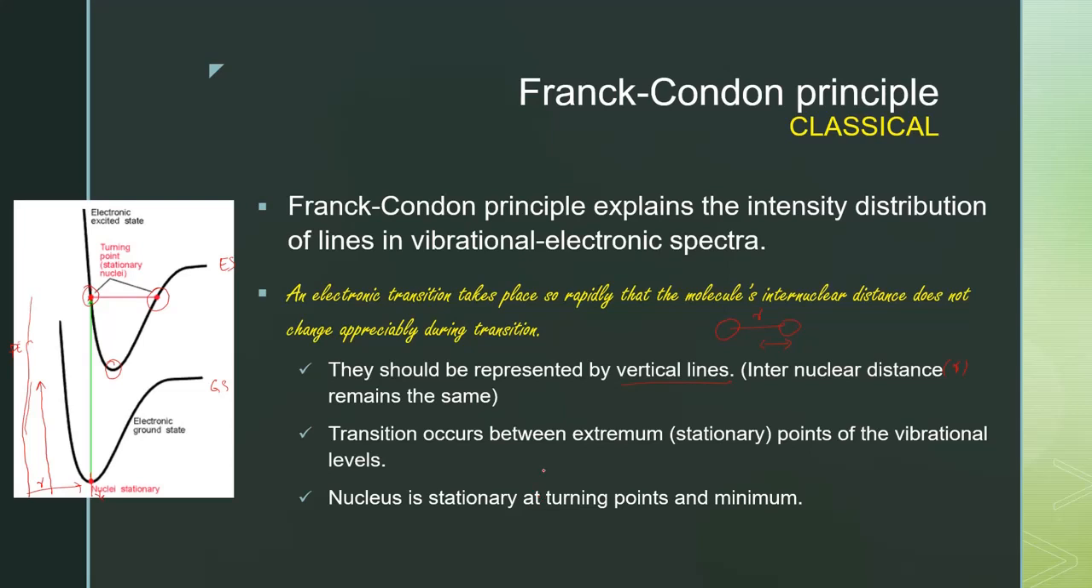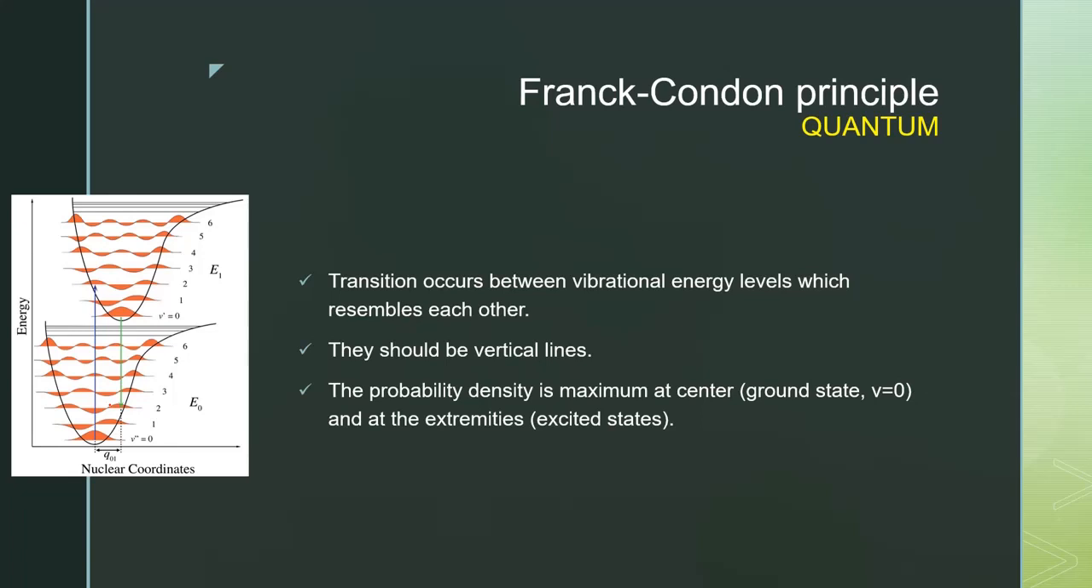So using classical theory, we explain that the transition occurs between the stationary points, and the stationary points here are the turning points and the minimum. So the straight line from the minimum of the ground state connects to the stationary point of which state? Say if this state is 4 and this is 0, then in this case the 0-4 transition is the highly probable or highly intense line, and all other transitions, which are not connected with a straight line, are less probable.